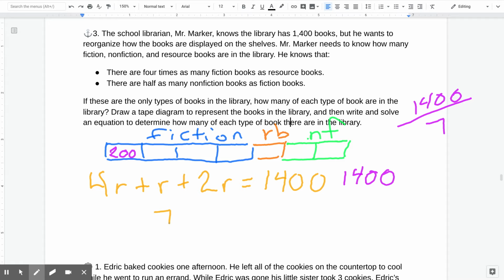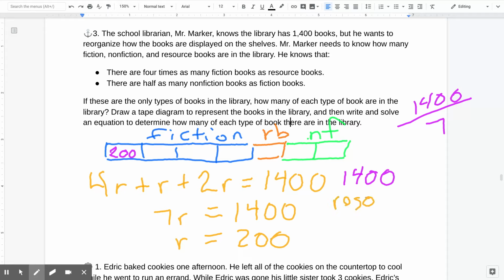So now I can just total these up just like I did in my tape diagram, and I can find that I have 7 groups of the resource books is equal to 1,400, dividing each side by 7 to find that a single group of resource books is 200. But I'm not done because I need to say how much of each type there is.